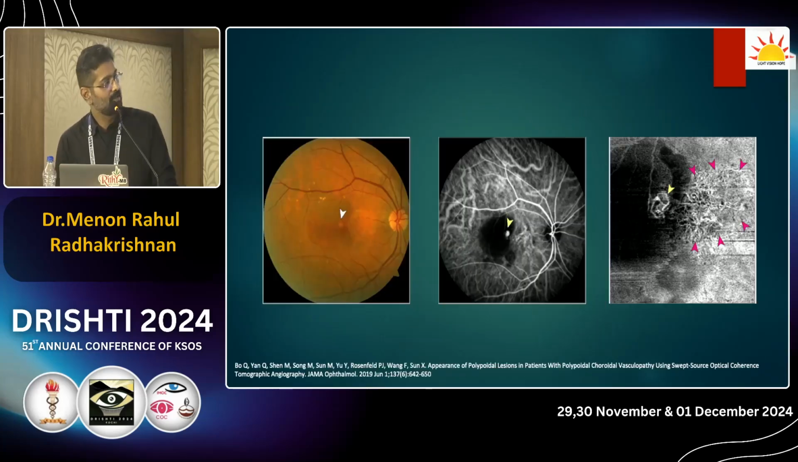Now, another case: the fundus picture shows the typical orange nodule. On the ICG, you can see the branching vascular network nasally over here, and you can see the polyp lighting up. And on OCTA, you can see the branching vascular network with the polyp over here.